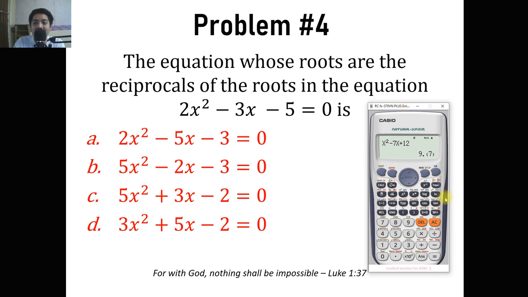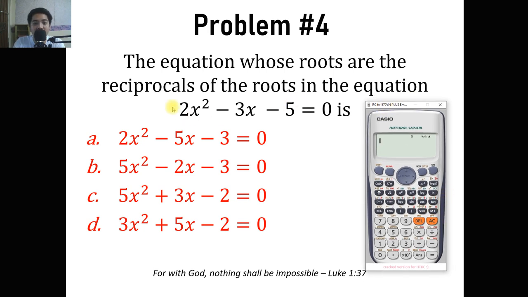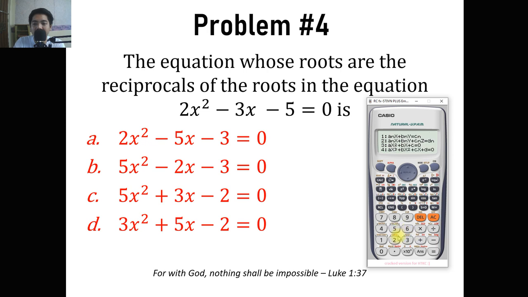Okay, so what we are going to do first is to find the roots of this, and then get the reciprocal of those roots, and then finally substitute those roots in the given multiple choices. So, mode 5, 3. So, we have 2. We have negative 3. We have negative 5. Okay? So, checking for the signs. We have 5 halves and negative 1. So, 5 halves and negative 1 are the roots of this. So, it says we are going to find the equation that has the reciprocals of these roots.